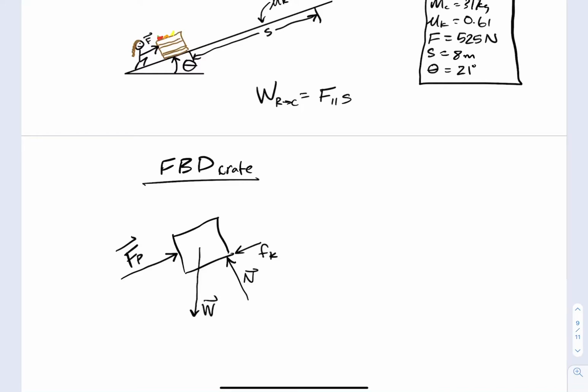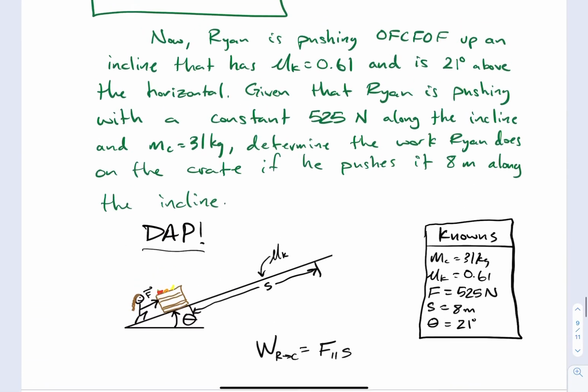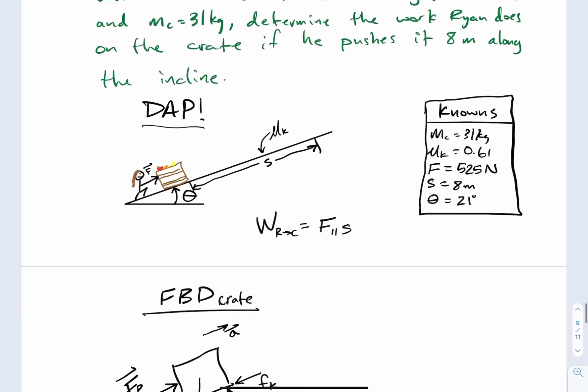Now, we don't know for sure, but we could maybe even assume that there's an acceleration if the crate's going to move up the hill. In the wording, there was no mention of the initial velocity of the crate.